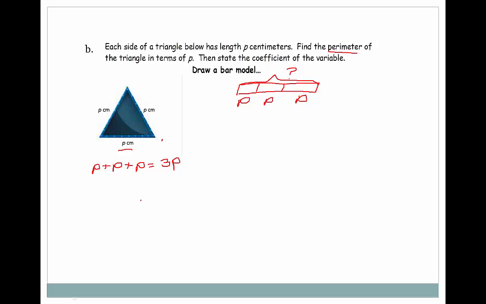The perimeter of the triangle is 3p centimeters. In the term 3p, what is the coefficient?